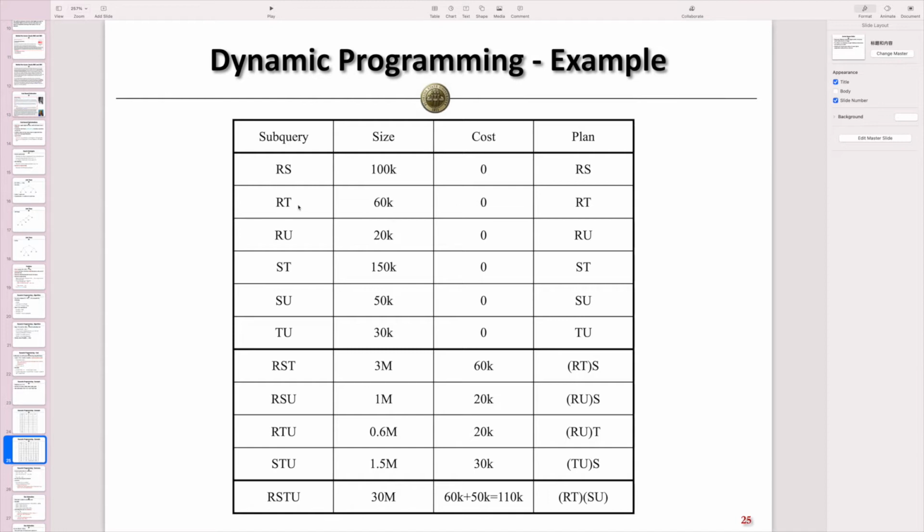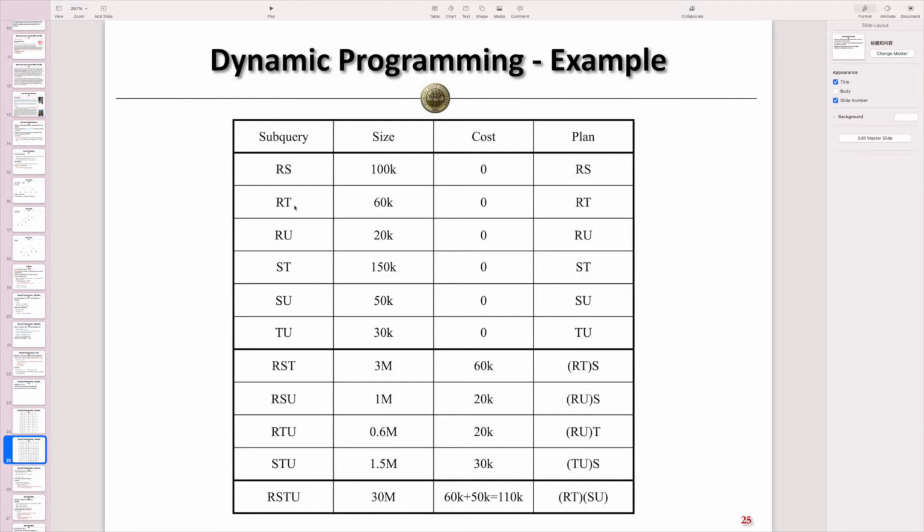As for RT, it will be similar. We will need to calculate the size, the cost, as well as the plan. For all the combinations of pairs of relations, their cost will all be zeros. As for the plan, because we only have two relations, their plan will just equal R joins T, R joins U, S joins T, and T joins U. So they will be the same as the subquery here. The main focus will be the size for this kind of subquery among any pair of these relations.